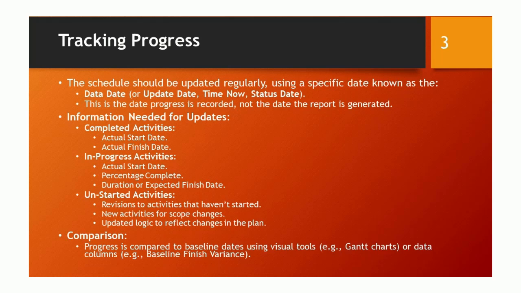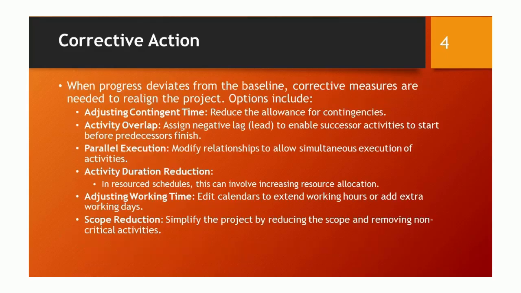For unstarted activities, we need revisions to activities that haven't started, new activities for scope changes, and updated logic to reflect changes in the plan. Progress is compared to baseline dates using visual tools, such as Gantt charts, or data columns, like baseline finish variance. When progress deviates from the baseline, corrective measures are needed to realign the project.